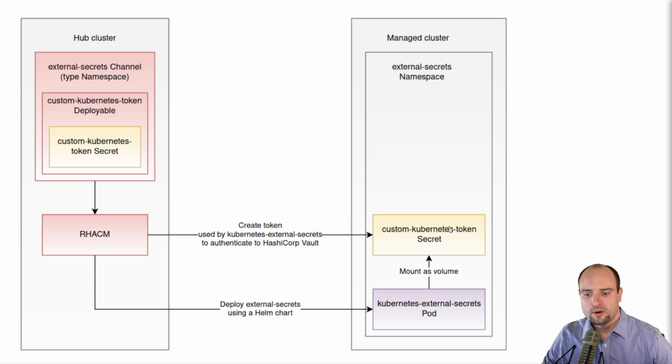As I said before, we also leverage RHACM to deploy the external secrets operator. And so when the external secrets operator comes up, it can just mount the service account token, and from there it can authenticate to HashiCorp Vault. Note that with this approach, we are copying the same service account token to all the managed clusters. Depending on your security requirements, this may work or may not work for you.